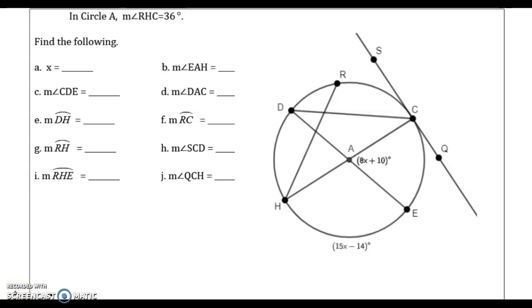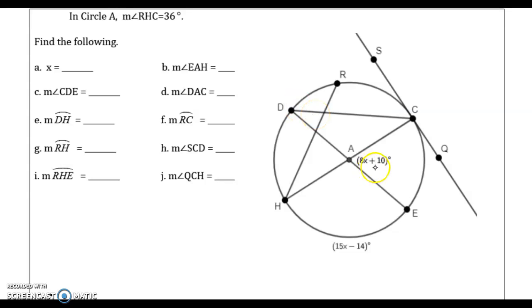Okay, so here's our last problem. You can see it's a little bit more complicated. We have a tangent over here, and we have some inscribed angles. We have some central angles. There are 4 of them. So all of that's going to come into play.